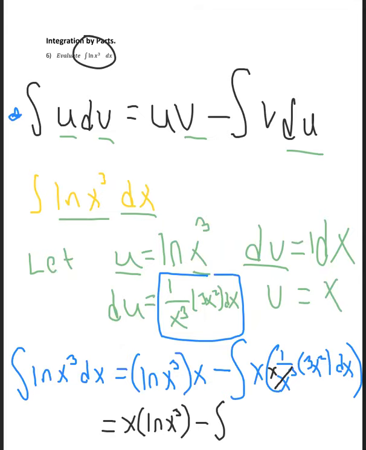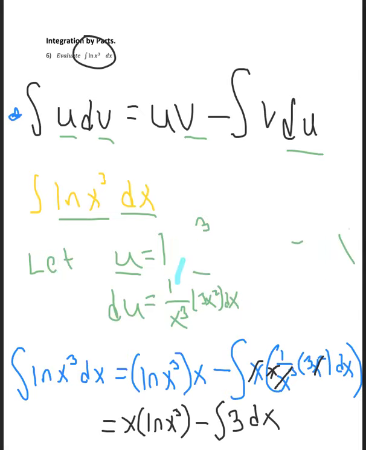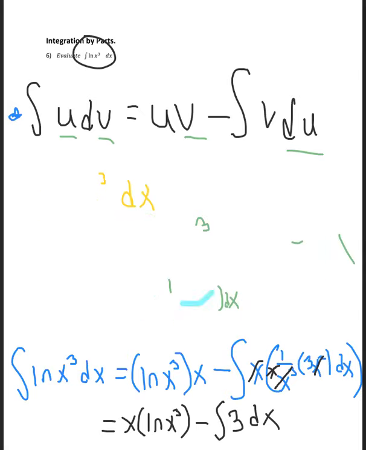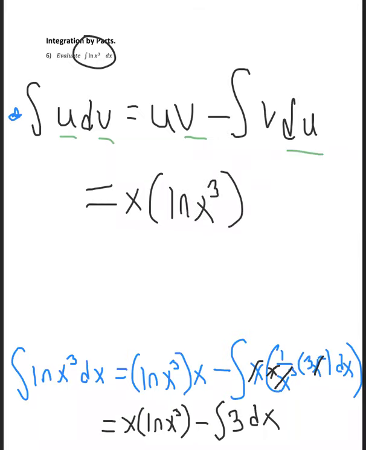Okay, so this cancels out, and then notice how we have an x here and an x there. So those cancel out. So all that's left is a 3 on the inside, and that's really easy to integrate. Thank God. So I'm going to erase this and integrate. So what you're left with is x times ln of x cubed minus 3x plus c. And really, that's the answer to this problem.